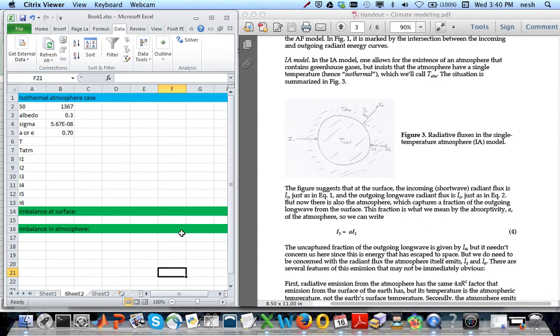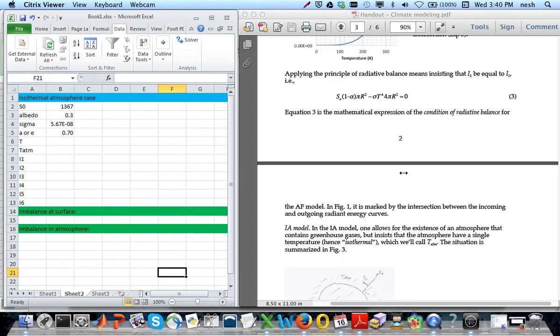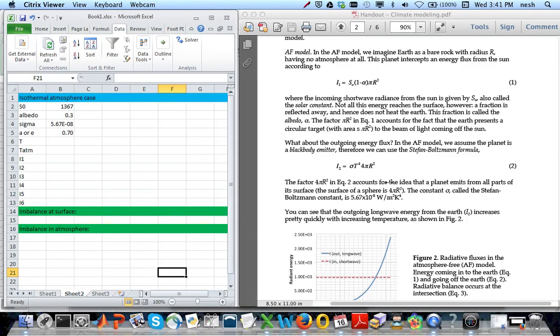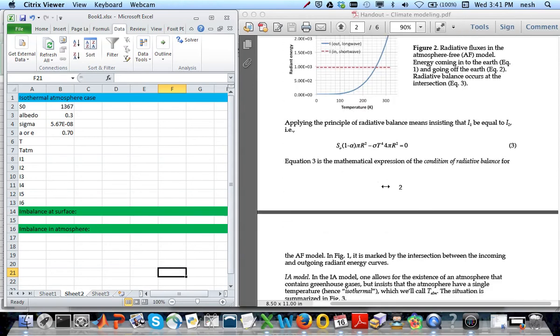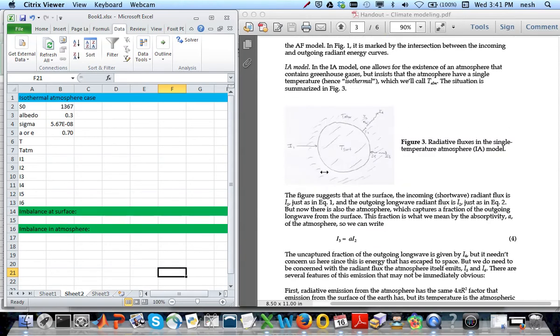Hi, Stephen Neshaba here again, and I'm here to help you out with another part of the climate modeling Excel exercise. Now, the idea on this part here is that we've added an atmosphere, an isothermal atmosphere around the planet, and the physics of this is that we still have this shortwave radiance coming in, I1, it's the same as before. We've got I2 coming off, that is to say it's the Earth acting like a black body radiator.